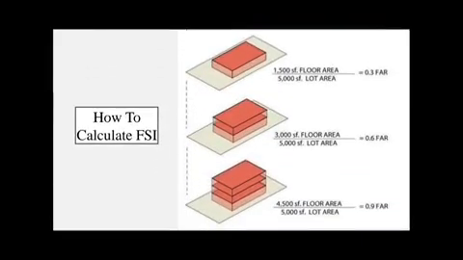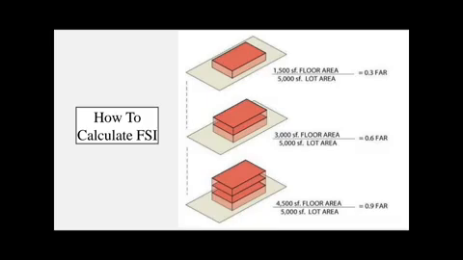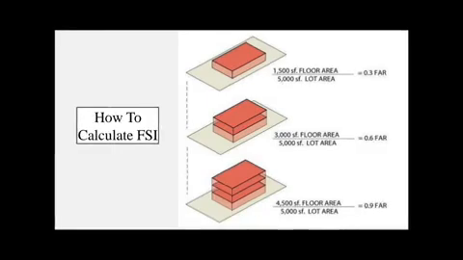So how to calculate the floor space index? If there is a 1 story, 2 story, 3 story or 4 story, the all over story built up area is divided by the plot area or the lot area. All the calculations are shown in the figure.